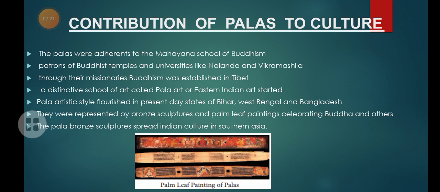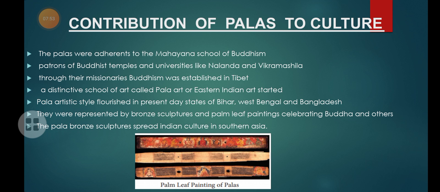So this Pala art developed and flourished in places such as today's Bihar, West Bengal, and Bangladesh. And even today, this type of artistic style is found in such places. In Pala art we have two important forms. One is the bronze sculptures and another one is palm leaf paintings.